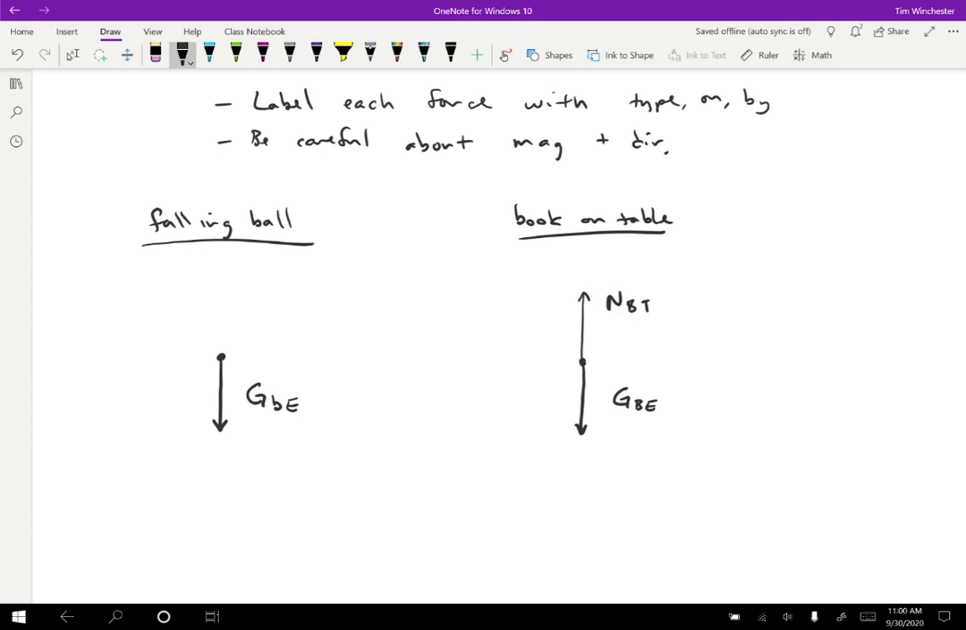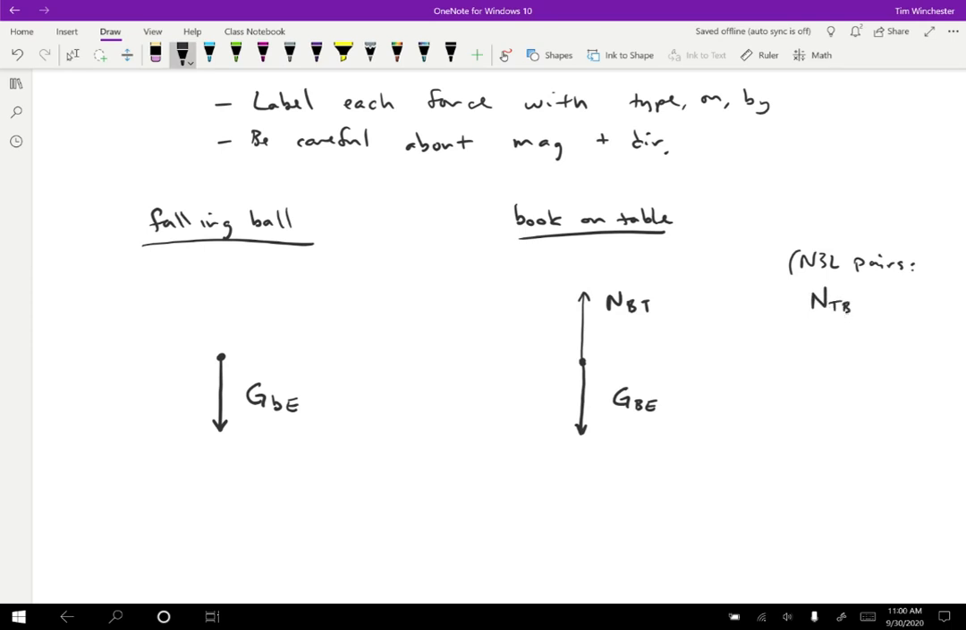Sometimes people get really confused and think that the normal force and gravitational force are a Newton's third law pair. They're not. So we could come up with a Newton's third law pair for each of these. This is not part of the free body diagram, but I think it's instructive to do anyway. So the Newton's third law pair for the normal force on the book by the table is the normal force on the table by the book.